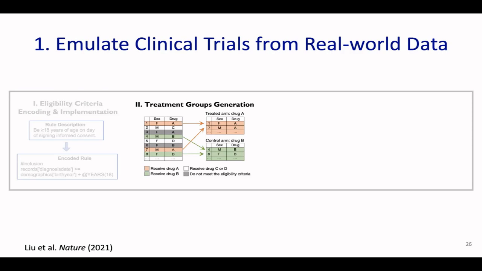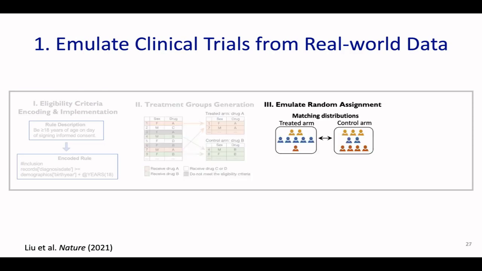So how we do it is we have the medical records for all the patients. Suppose we want to generate a clinical trial to test the performance of drug A versus drug B. We just identify the patients who took drug A as a treatment arm, and patients who took drug B as a control arm. And we also want to follow the process of the clinical trials, so all the patients have to satisfy the enrollment criteria for the clinical trials.